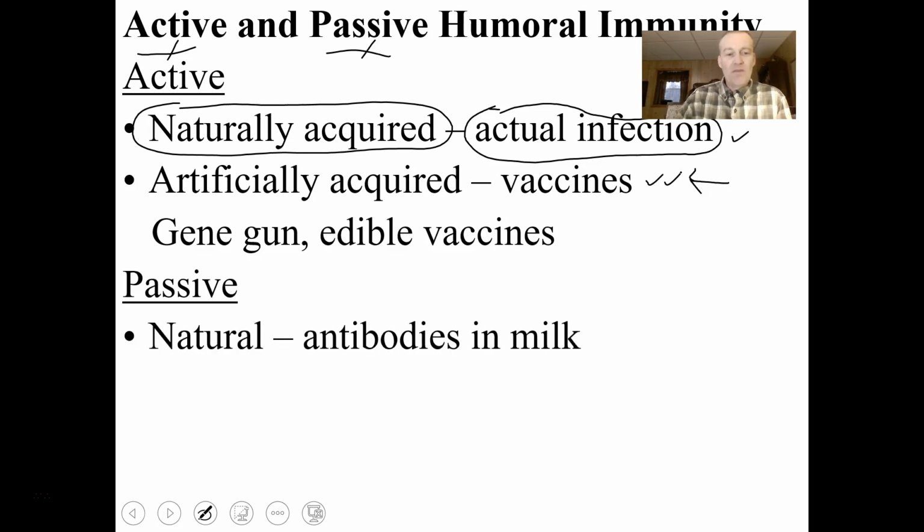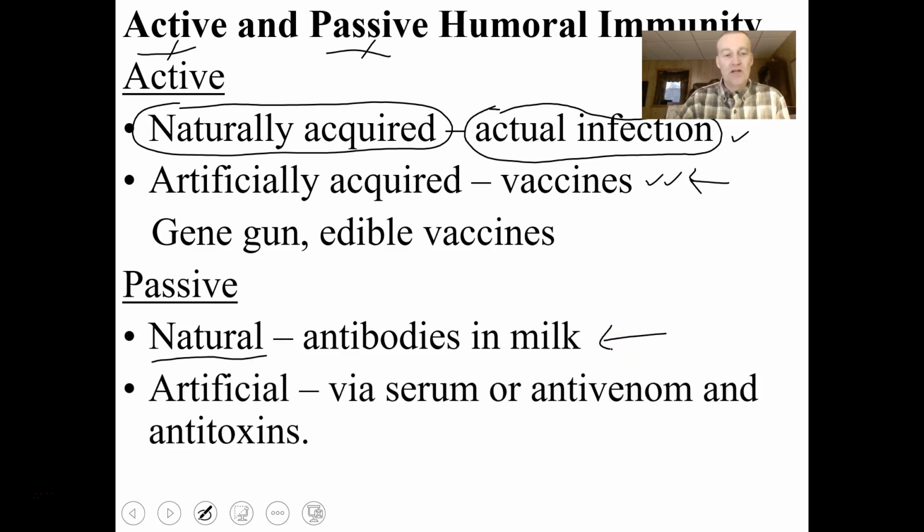So passive humoral immunity includes natural means. So there's natural passive, which is antibodies in milk. Those are antibodies that you're getting naturally from your mother when you drink breast milk. We then have artificial passive immunity.